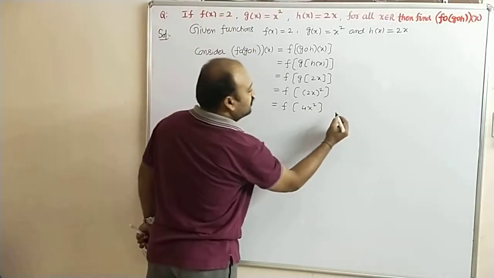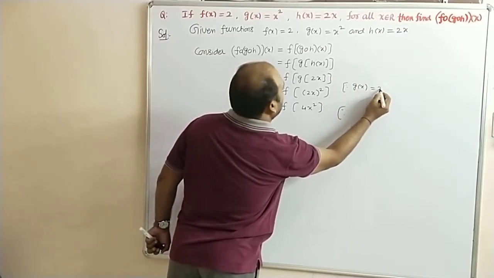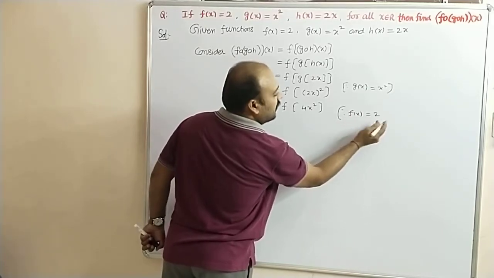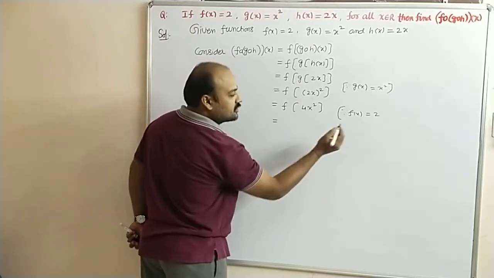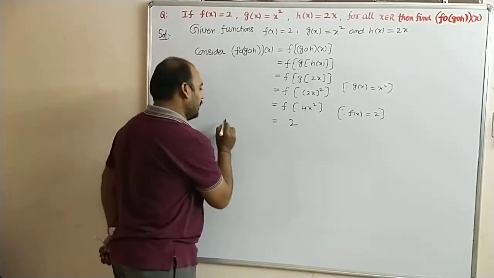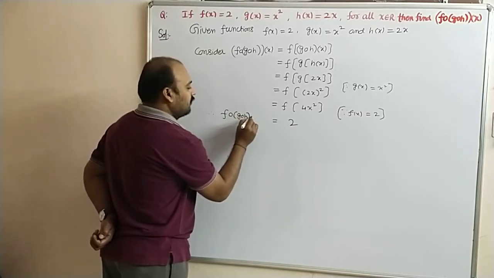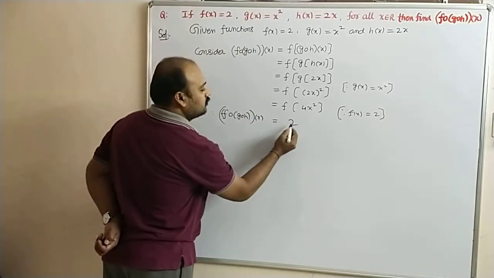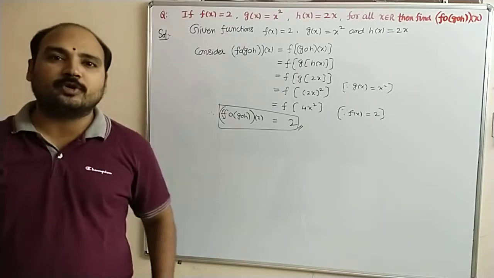f of x is equal to what? Here g of x is equal to x square. Here f of x is equal to 2. In place of x, any value you substitute, you will get 2 only. Why? Because it is a constant function. So f of 4x square is also equal to 2. Therefore, f circle g circle h of x is equal to 2. 2 marks question, important.